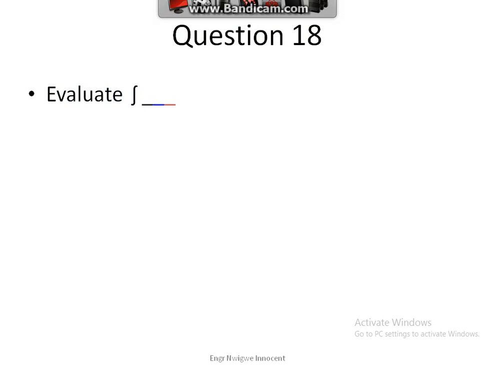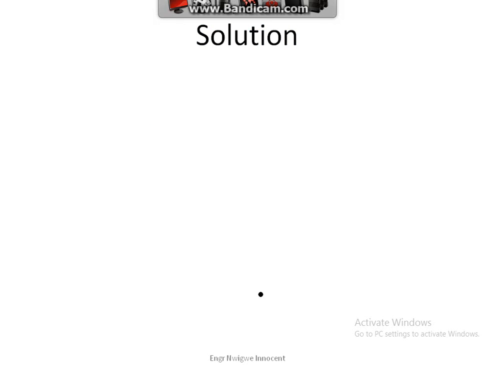Question 18. Evaluate the integral of 2s ds over s squared plus 5. Solution. s is equal to square root of 5 tan theta. If we draw our right angle triangle and make theta the subject of the formula, we now have tan inverse of s over square root of 5.